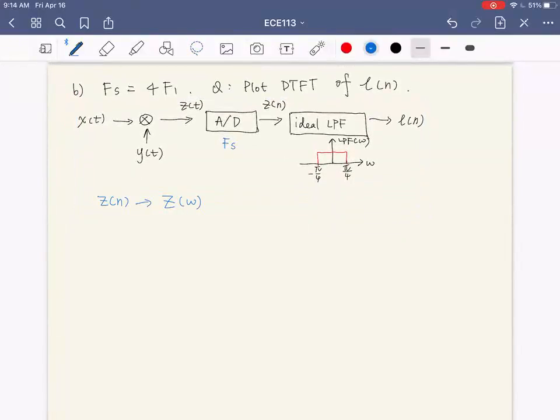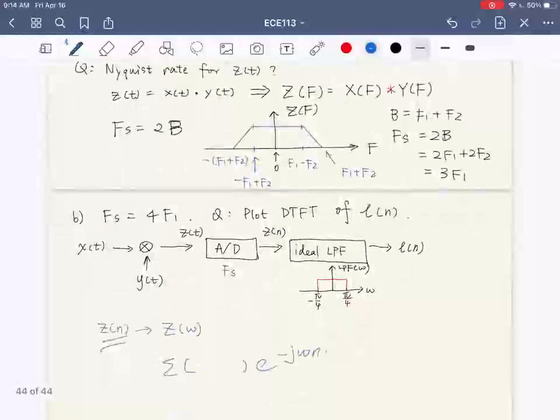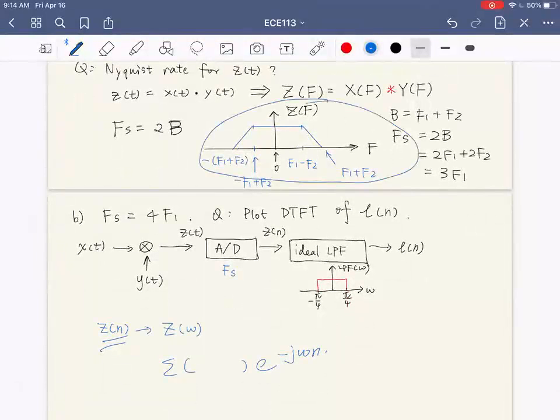So record the equations of DTFT. Well, we don't need to do the calculation of this because we don't know the expression of Z of n. We can know it, but we don't need to calculate it at this moment. We just need to do some observation and transfer the Z of big F into our Z of omega of interest.